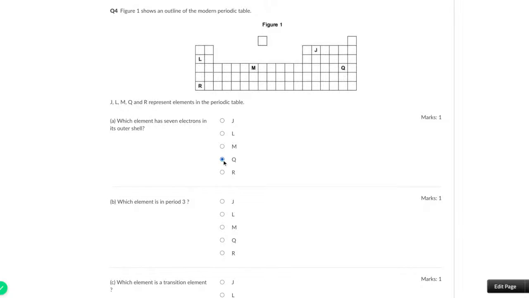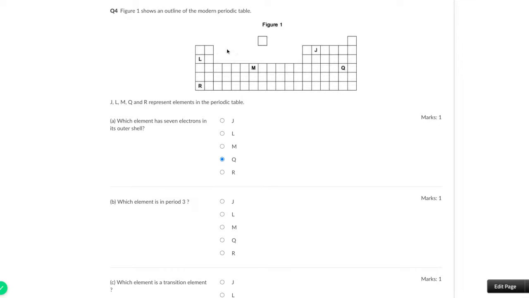For this one, that's going to be Q, because remember, groups give you information about the number of outer electrons of a substance. Likewise, the horizontal ones, as opposed to being groups, are the periods, and so anything in period 3 is going to be on the third row down.